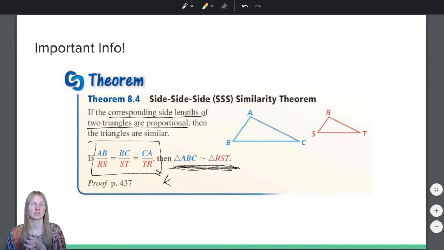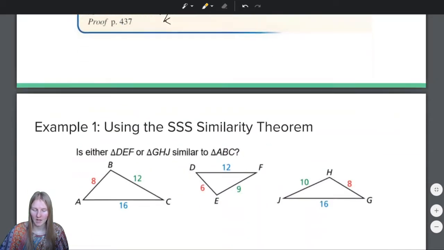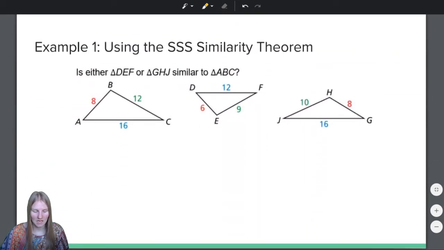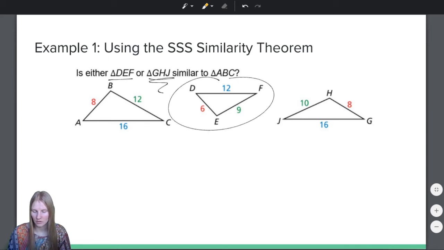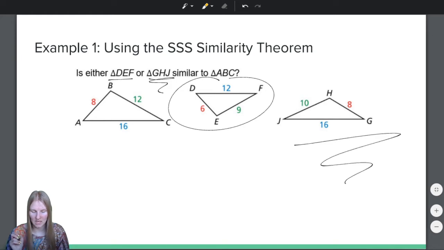Okay, great, Mrs. Dodge. I remember what proportional sides mean. I remember that from 8.1. But what does this look like in an example? I'm so glad you asked. Example 1: is either triangle DEF or triangle GHJ similar to ABC?